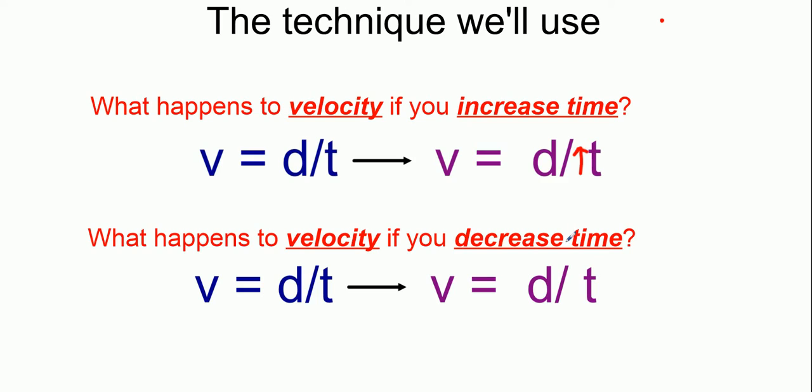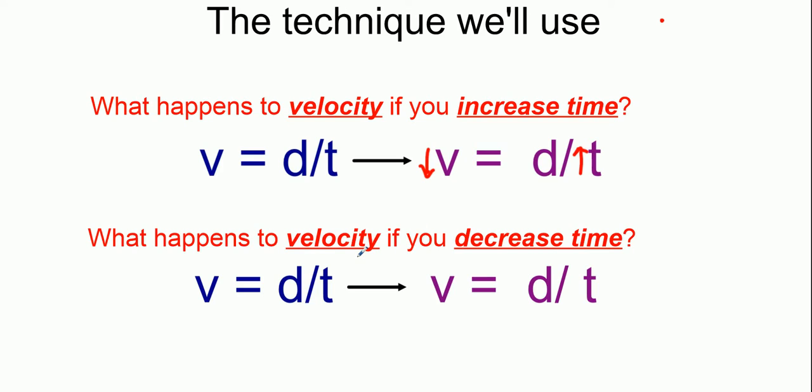Okay, I increase time. Now, I increase the bottom. I'm dividing by a larger number, aren't I? Doesn't that mean that velocity goes down? Yes, it does. So we'll just look at the different parts here, read the problem, draw an arrow, and say, oh, the bottom goes up. That means velocity goes down.